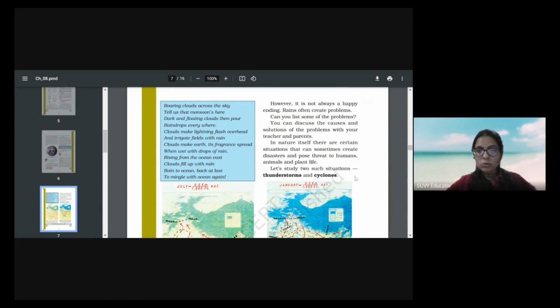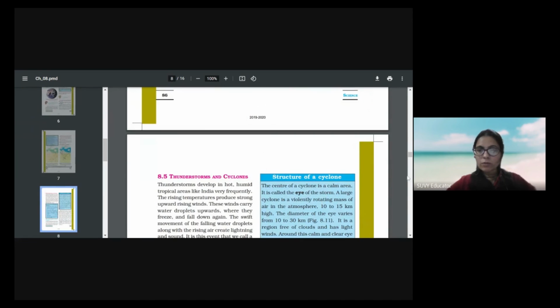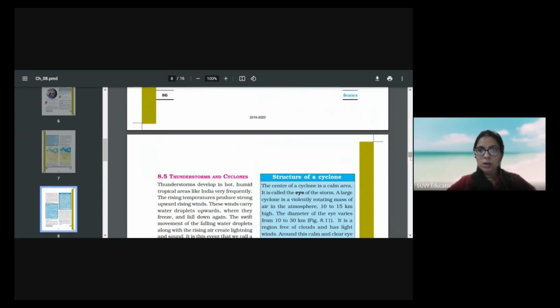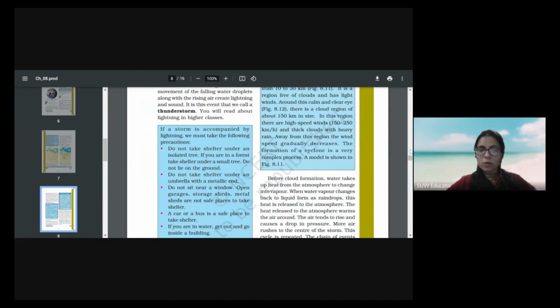Let us study about the situation, that is thunderstorm and the cyclone. What are thunderstorms and cyclones? Till now, we have discussed how wind speed matters. Wind speed depends on the air pressure. Okay, and it will move from the higher air pressure to the lower air pressure.